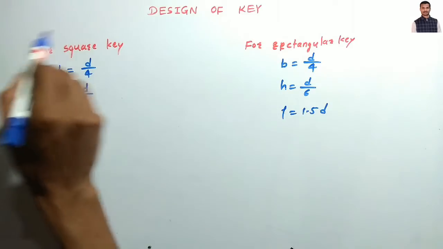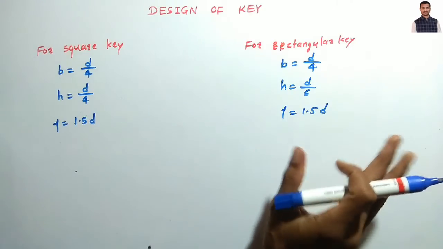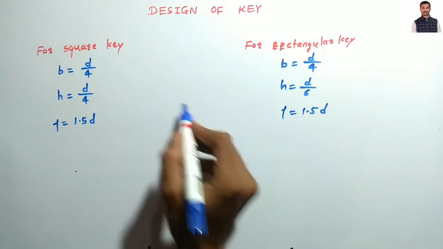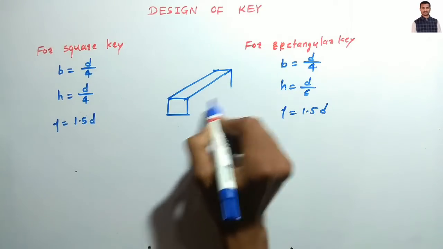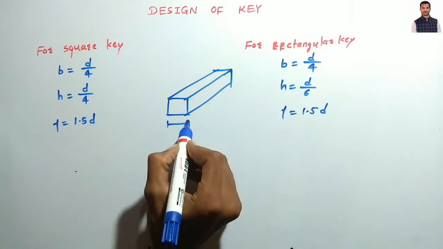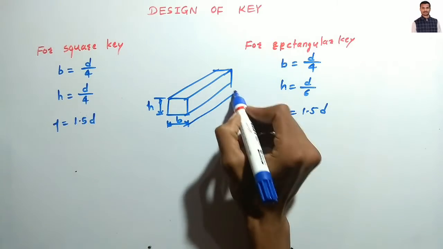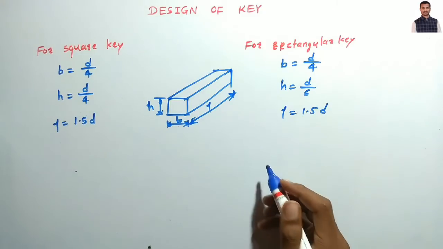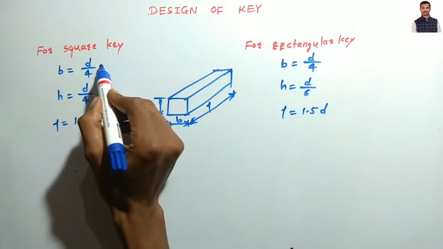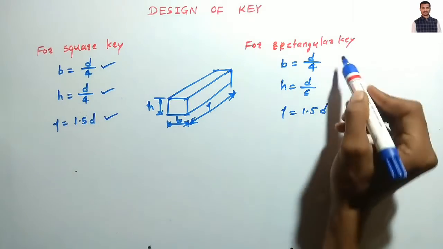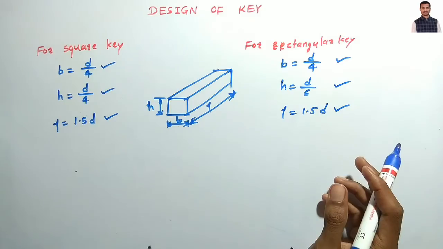Now this is the simple design of square key, because key has only 3 dimensions. This is width b, this is height h, and this is length l. So for these 3 dimensions, by using industrial practices, these are the empirical relations. These 3 for square key, these 3 for rectangular key.